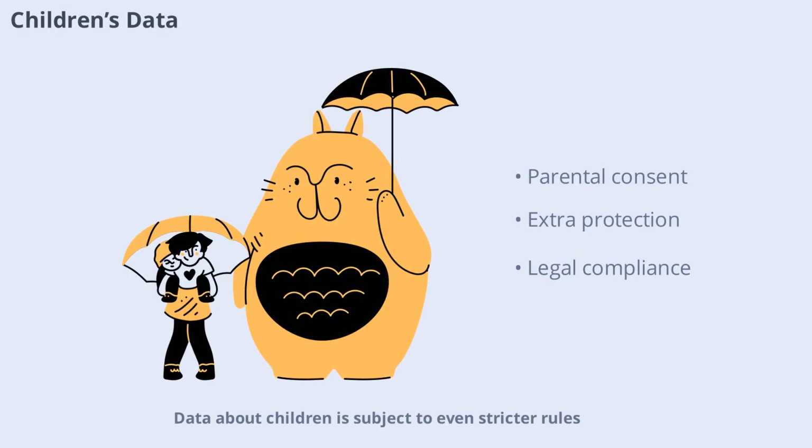Data about children is subject to even stricter rules. Laws like COPPA in the United States require parental consent before collecting information from minors. Organizations must take extra care to protect children's privacy and comply with all relevant regulations.